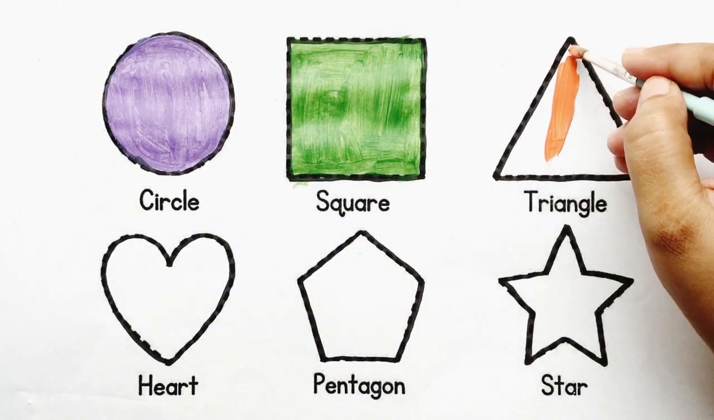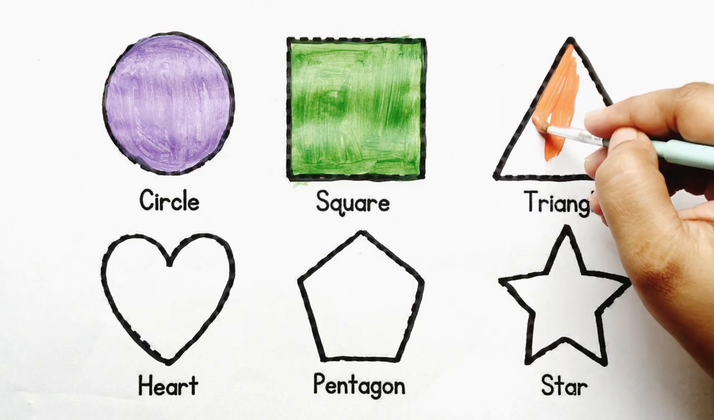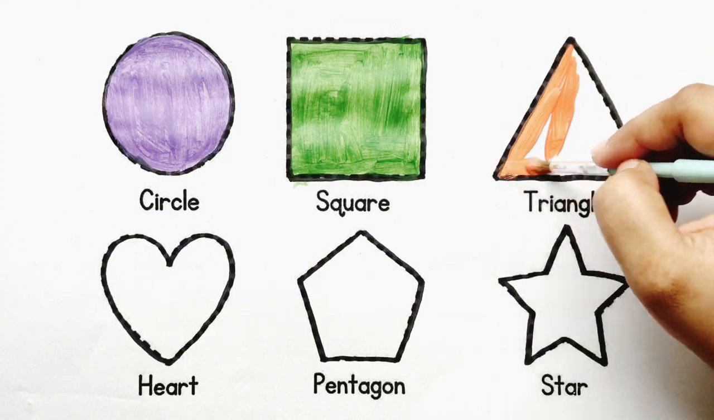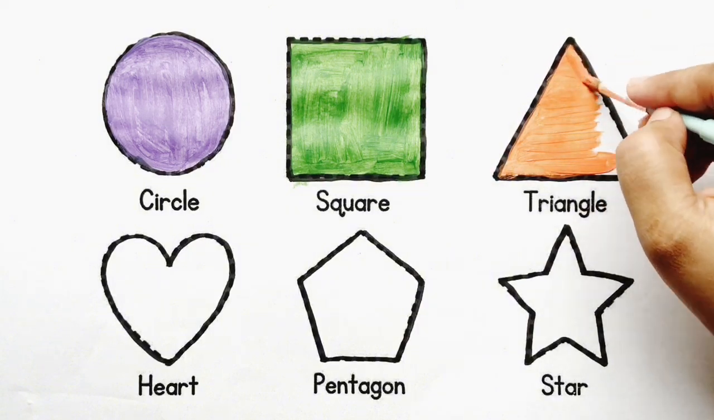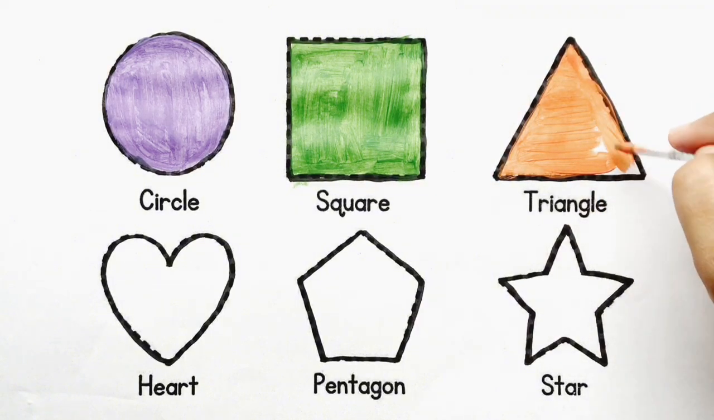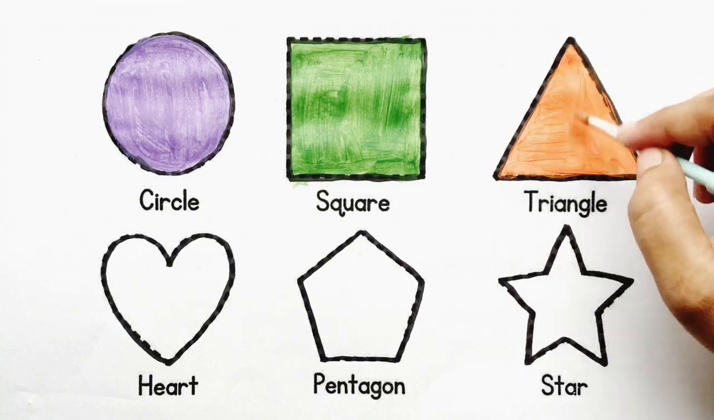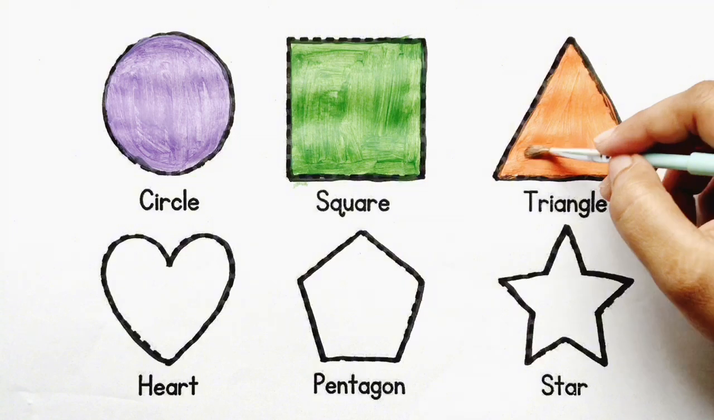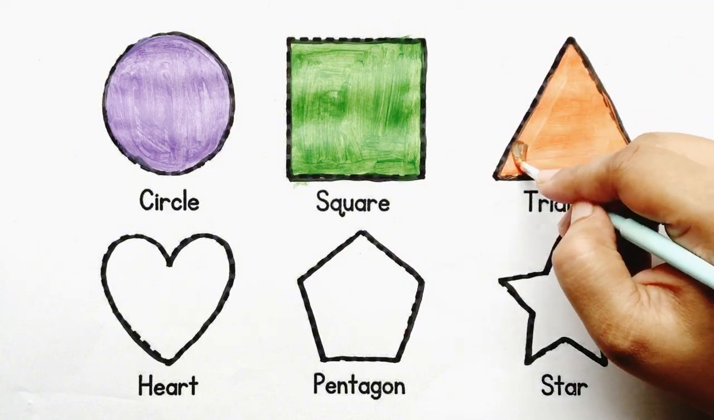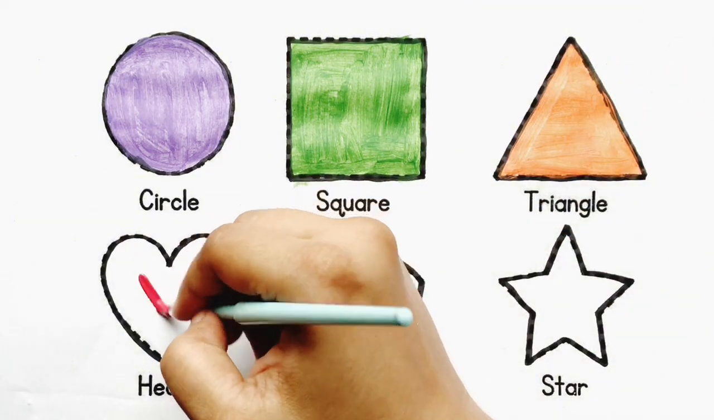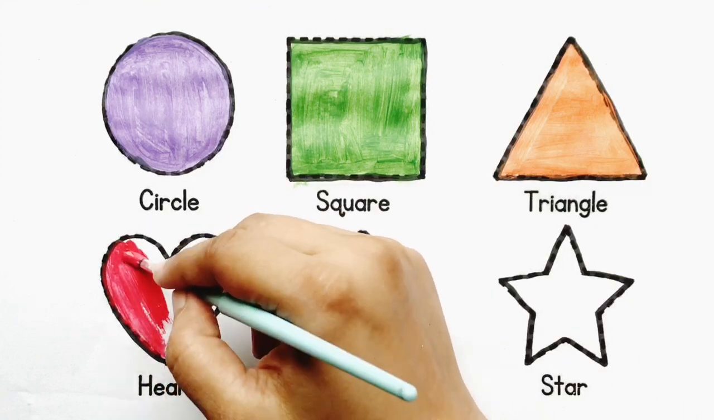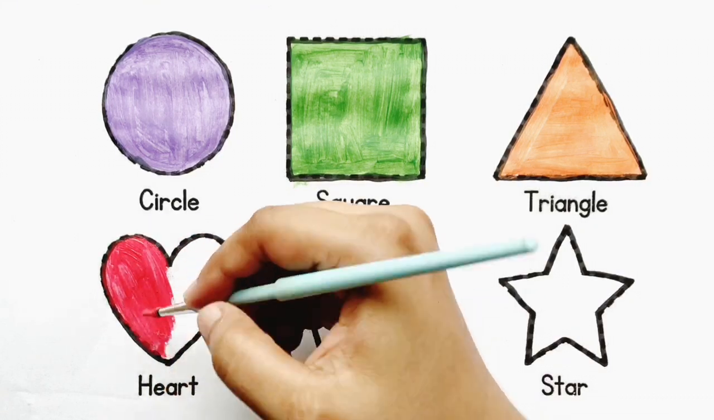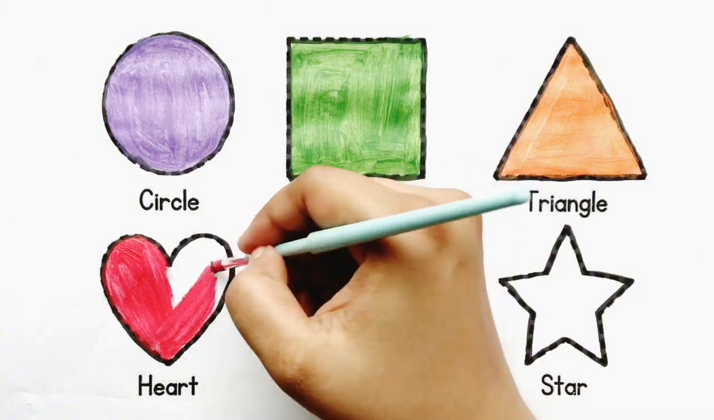This color is orange and shape is triangle. I color this shape is triangle. Now next shape is heart. This color is red. I color this shape is heart.